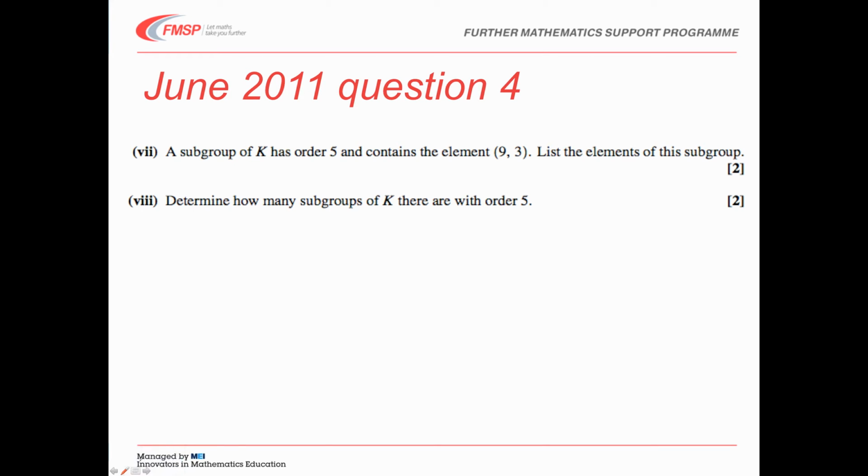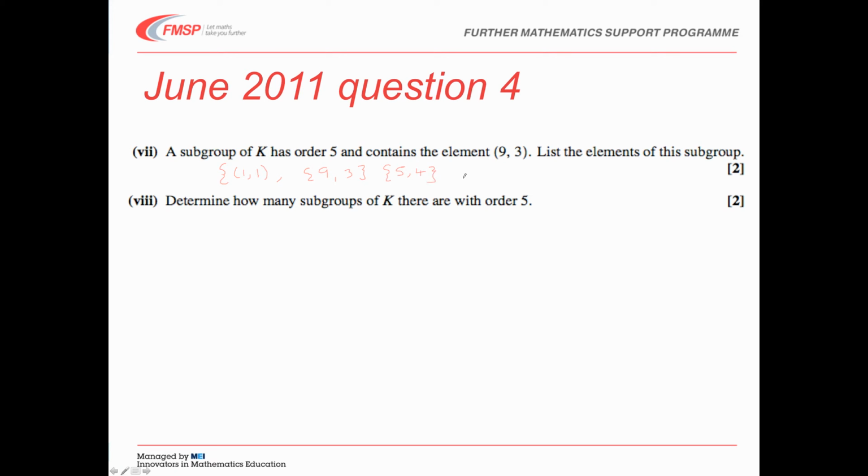A subgroup of K has order 5 and contains the element 9, 3. List the elements of this subgroup. Well, it obviously has to contain the element 1, 1. We know that. It's got to contain the element 9, 3. And it must contain its inverse. Okay, and we said the inverse of 9, 3 was 5, 4.